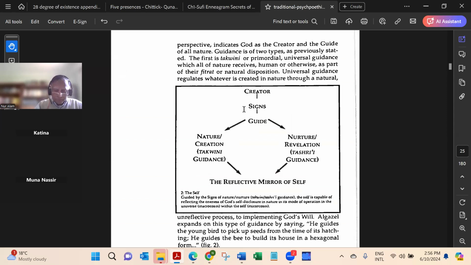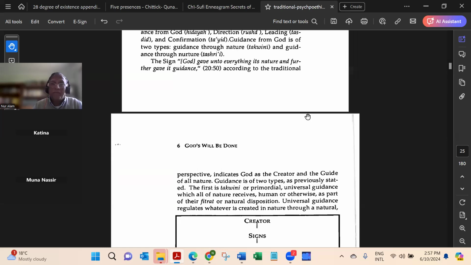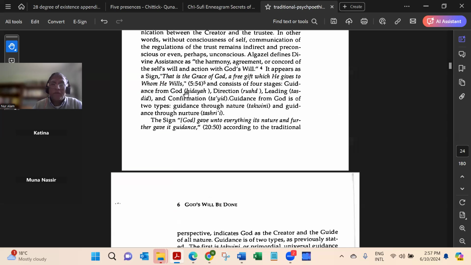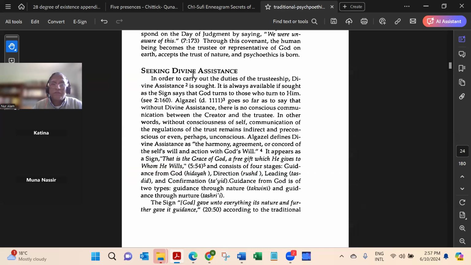Oh, that's it. Thanks. Okay. So Hidayah, he's saying guidance comes in four stages. Guidance from God, Hidayah, and he mentioned here that without guidance, you cannot heal yourself.